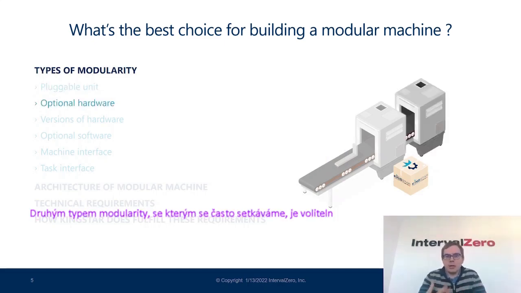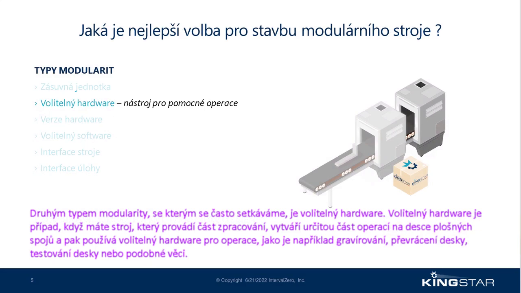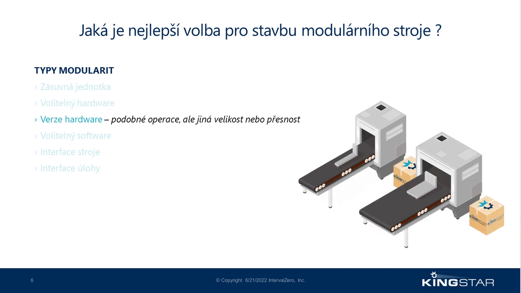The second thing we often see is optional hardware. Optional hardware is when you have a machine that processes a part, creates a part, say a PCB, and then you will have options to it, such as engraving, flipping a board, testing a part, or things like that.